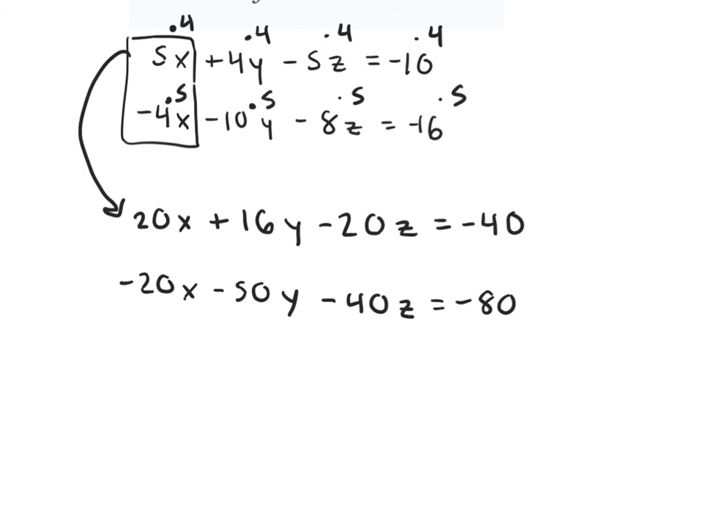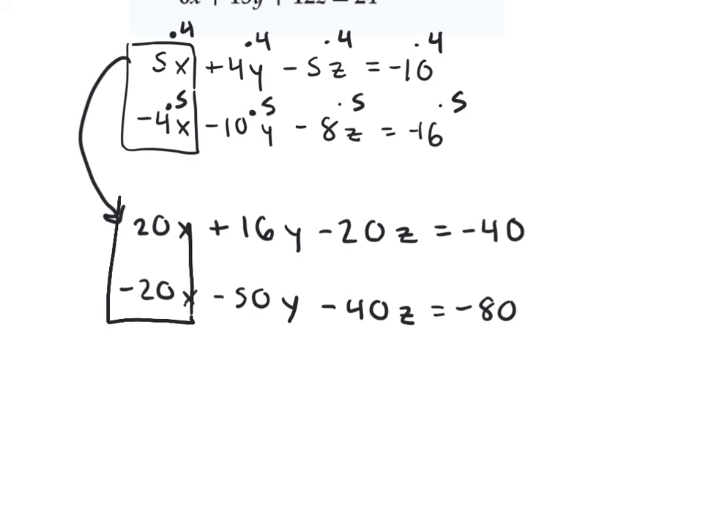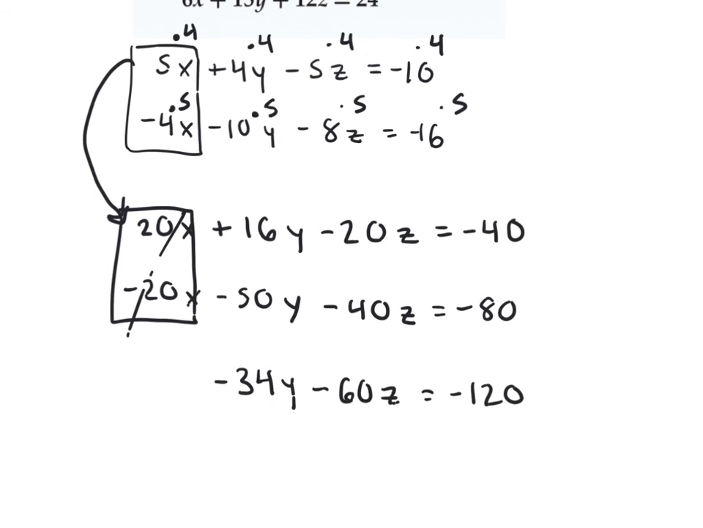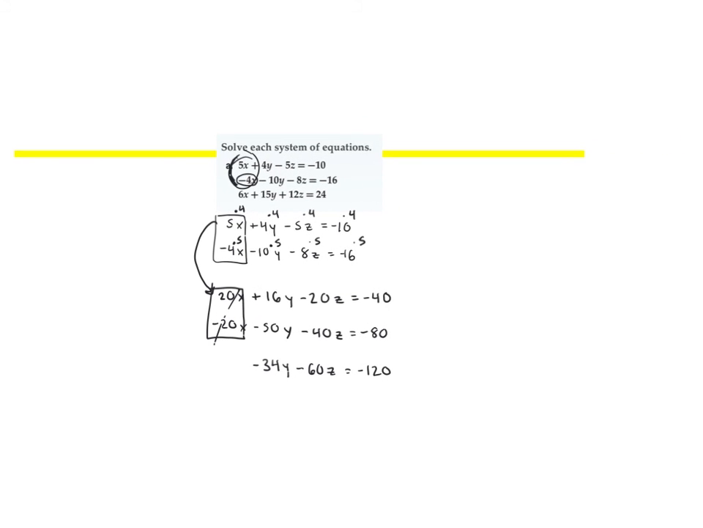All right, now we have the same but opposite, so can we combine? Yeah. What happens to our x's? They cancel out. What is 16y minus 50y? Negative 34y. What is negative 20z minus 40z? Negative 60z. And what is negative 40 minus 80? Negative 120. All right. So we got two variables. We can pause there for now. We're going to come back to that.